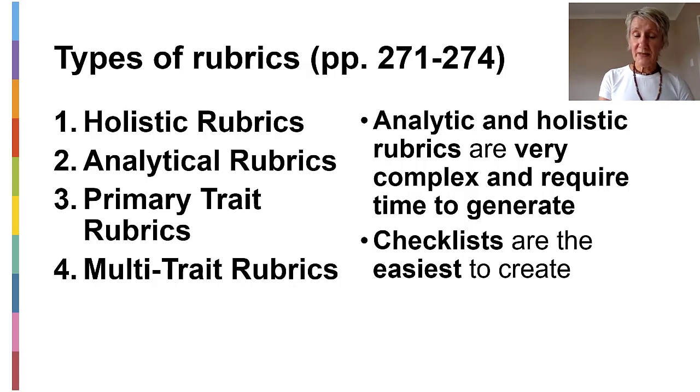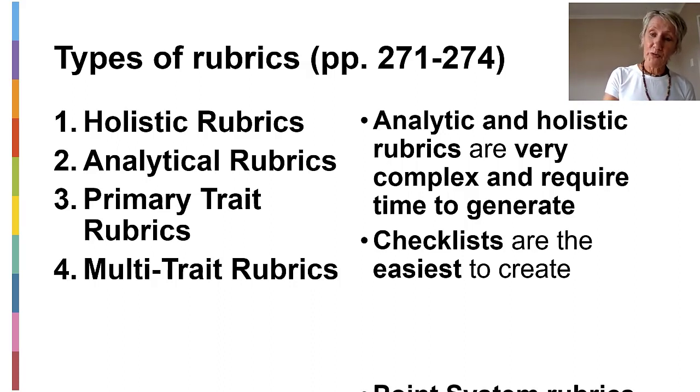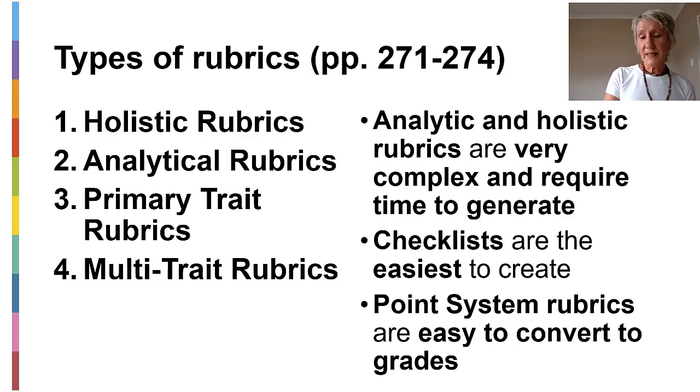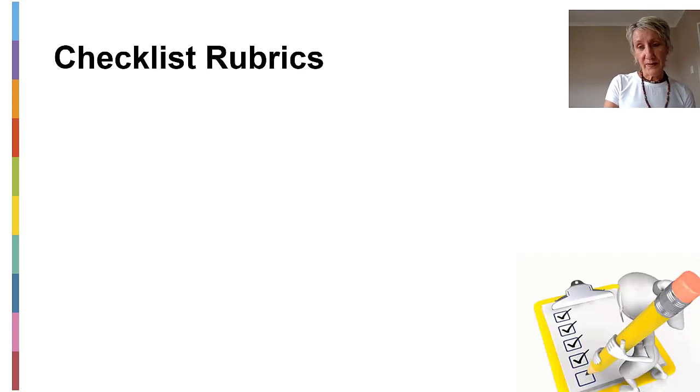Checklists obviously are a lot easier. You can list your criteria and you put yes or no, yes or no, yes or no, and that's a lot easier and quicker to generate that kind of rubric. Point systems also very much the same. It's easy to design, very quick to market as well.